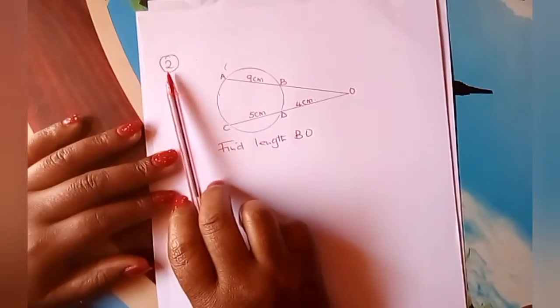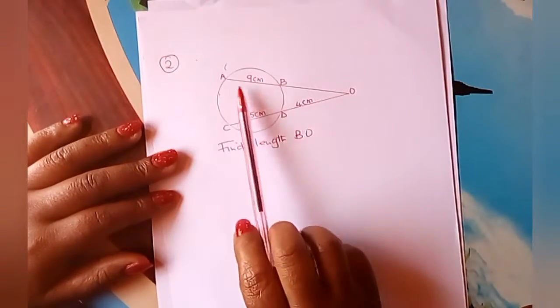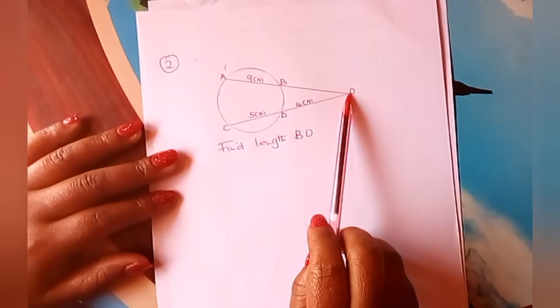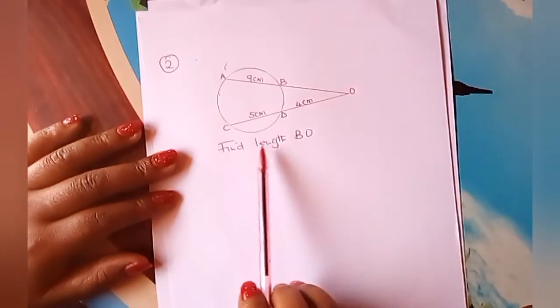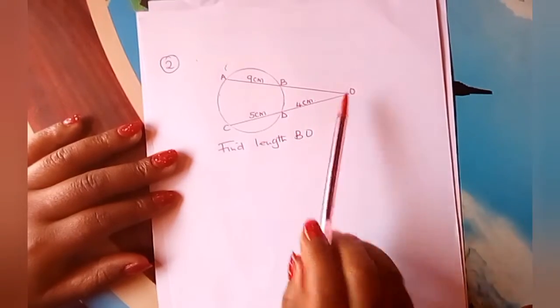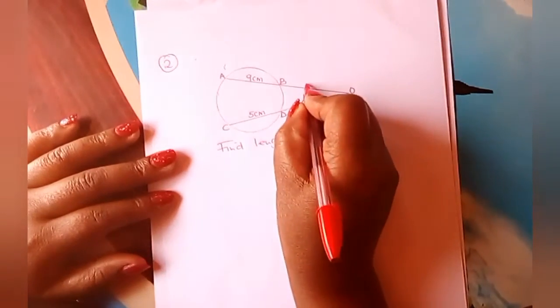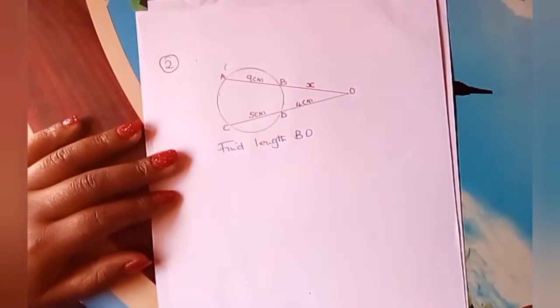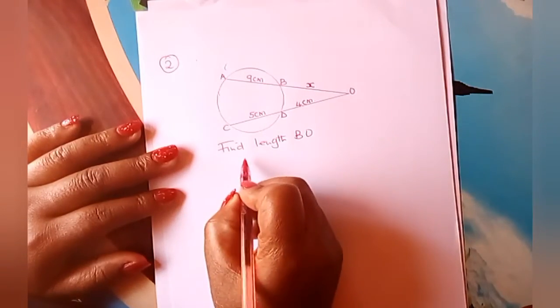Let us look at number 2, learner. We have two chords here, AB and CD, and they are intersecting outside. And the question is, find length BO. What is BO? Let us say that this is X. Let us give it letter X there. So how do we get BO? What is the relationship?